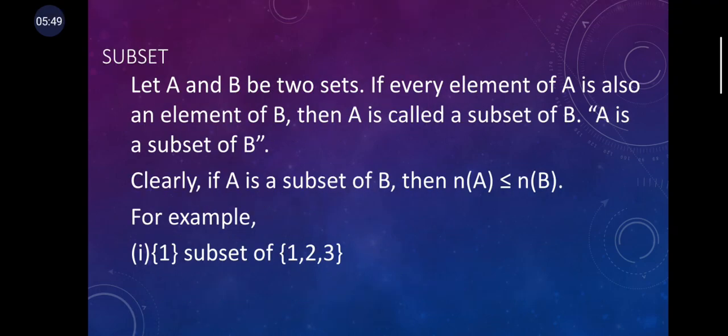Subset: let A and B be two sets. If every element of A is also an element of B, then A is called a subset of B. A is a subset of B. Clearly, if A is a subset of B, then n(A) is less than or equal to n(B). For example, {1} is a subset of the set {1, 2, 3}.